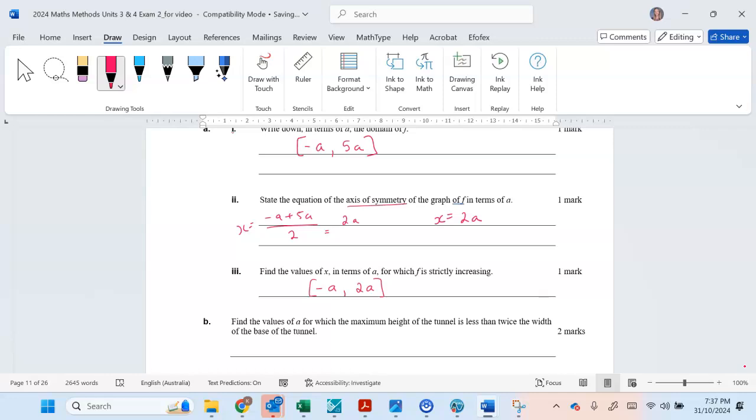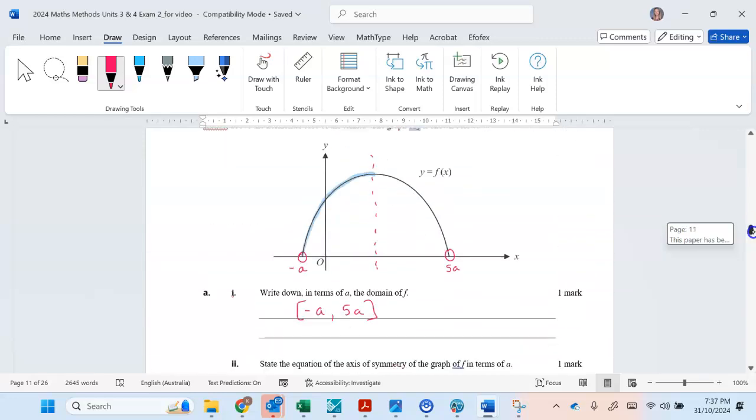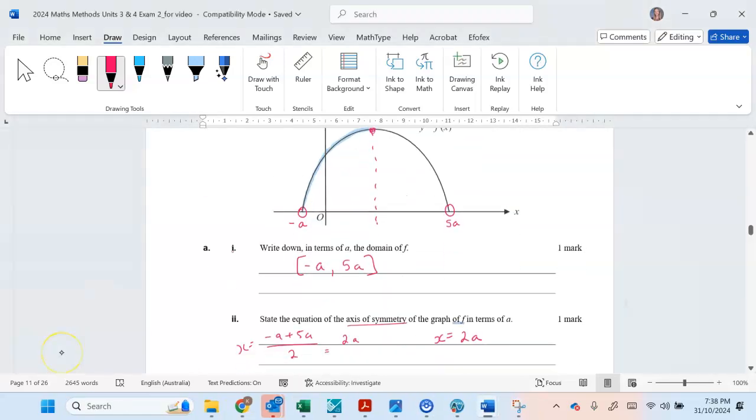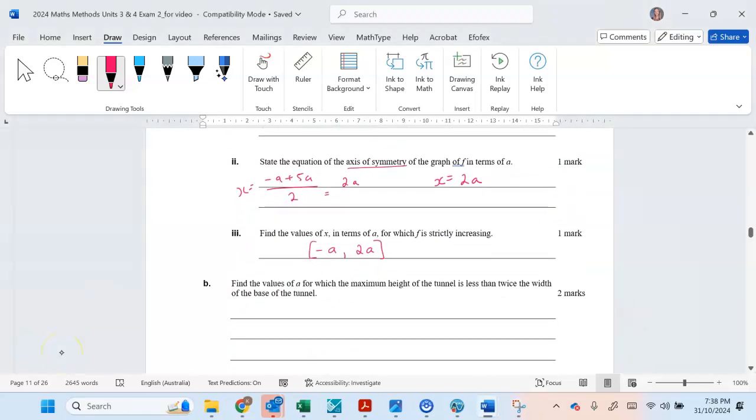Find the values of A for which the maximum height of the tunnel is less than twice the width of the base of the tunnel. So the maximum height of the tunnel is less than twice the width of the tunnel. All right, so we just need the height of this tunnel. Now remember, we can use our calculator. Let me just scroll up. Need to write that down. Okay, so we just need that maximum.